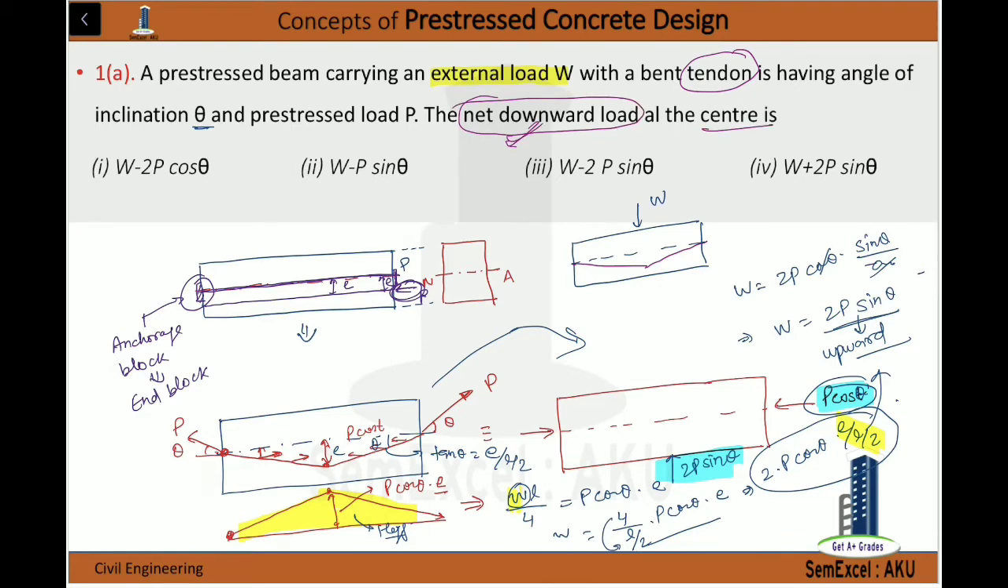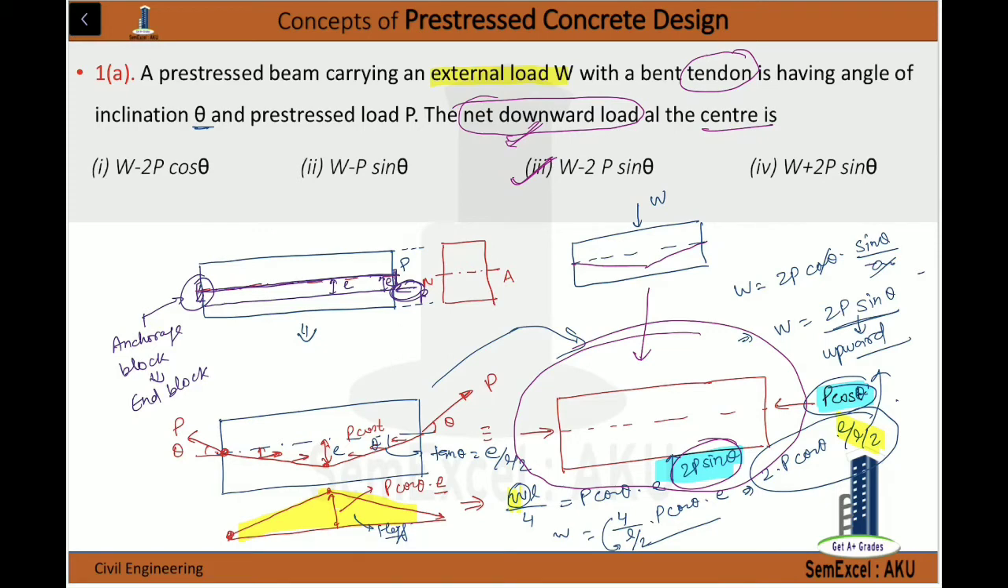So here the net downward load is equal to the total load W minus this 2P sin theta. We are converting the given pre-stressing cable condition and loading condition like this. So the answer will be equal to W minus 2P sin theta. Hence option 3 is the correct option.